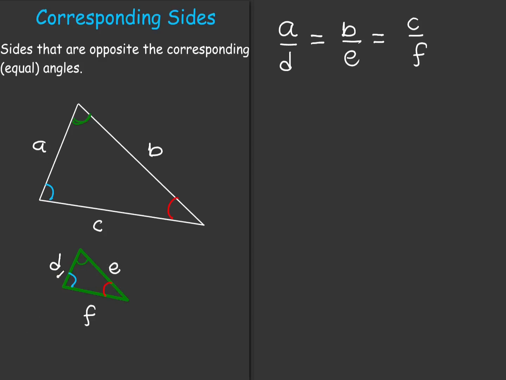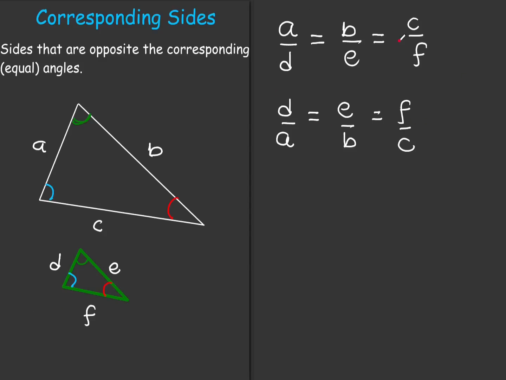I took the big ones over the small ones. You can also choose to take the small one over the big one, so that it becomes D over A being equal to E over B being equal to F over C. The most important thing is, if you are using the small over the big, do that throughout. If you are using the big over the small, it should be the same throughout.